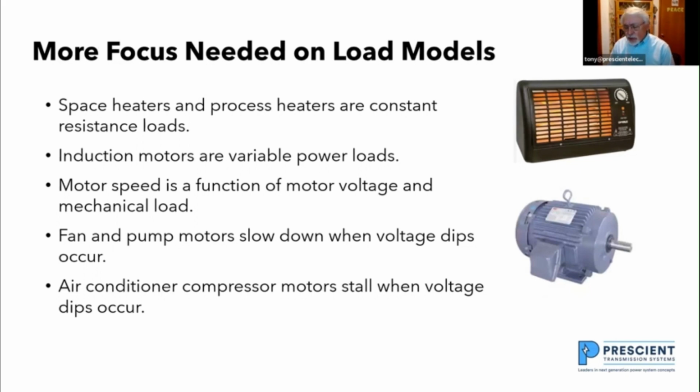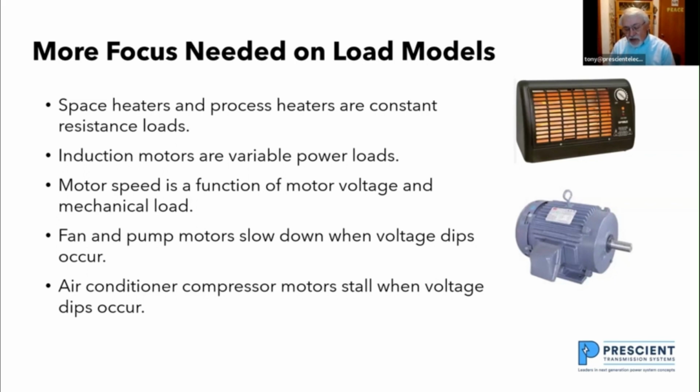We have space heaters and process heaters, and we model them as constant resistance loads. Induction motors are variable power loads, but we really model them as constant power loads. You've got to remember, when you're looking at motors, motor speed is a function of motor voltage and mechanical load. So if the voltage drops, the point on the speed torque curve that intersects with the load torque curve changes, and the load produced by the motor is reduced. So fan and pump motors slow down when voltage dips occur.